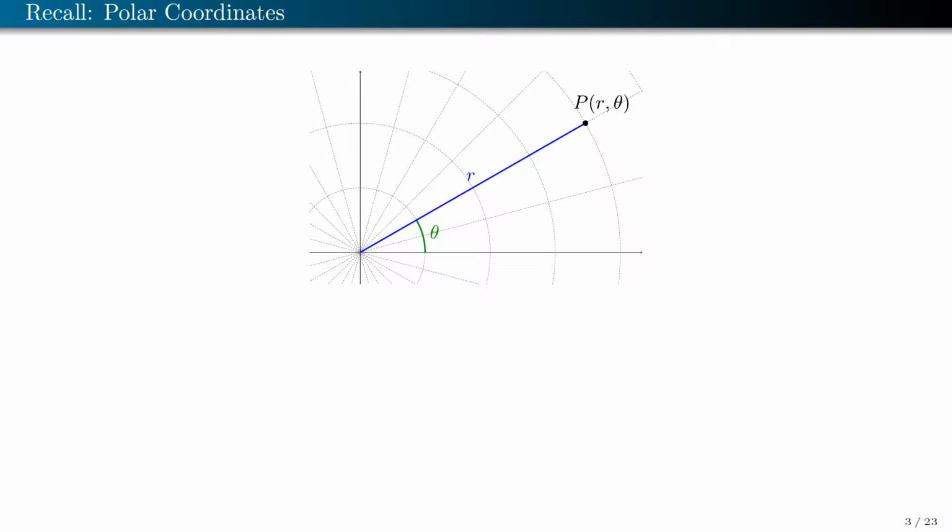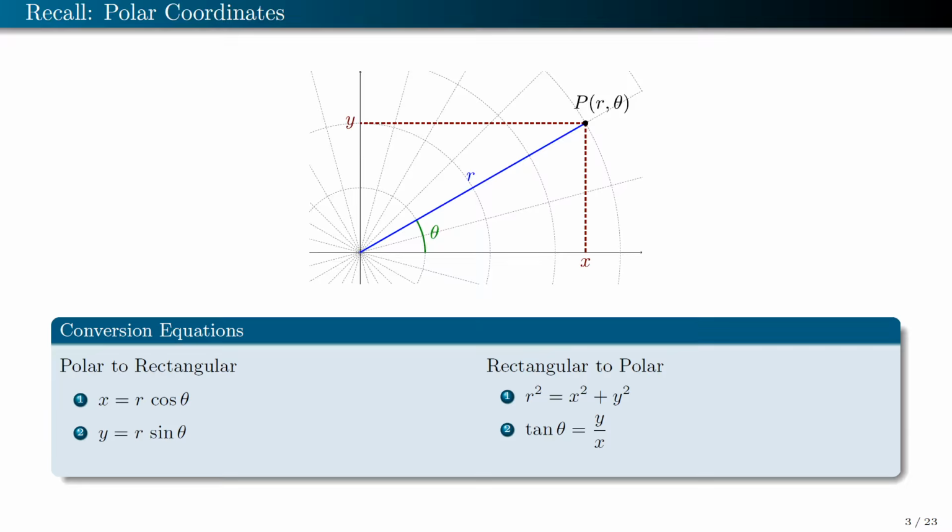So recall, given a point in the plane, its polar coordinates are r and theta, where r is the directed distance of that point from the origin, and theta is the angle that this line segment makes with the positive x-axis. So with those definitions of r and theta, we have the following conversions between polar and rectangular coordinates.